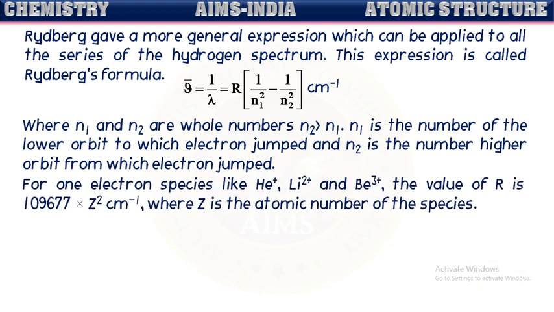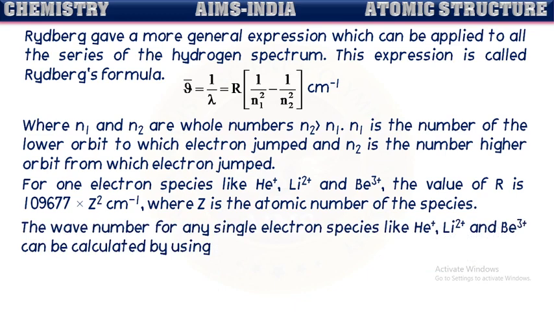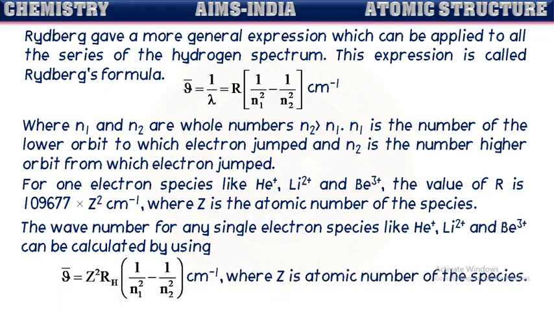For one-electron species like He plus, Li plus 2, and Be plus 3, the value of R is given as 109677 into Z square centimeter inverse, where Z is the atomic number of the species. The wave number for any single-electron species like this can be calculated by using the formula nu bar is equal to Z square into RH into (1 by n1 square minus 1 by n2 square) centimeter inverse, where Z is the atomic number of that single-electron species, and RH is the Rydberg constant for hydrogen.